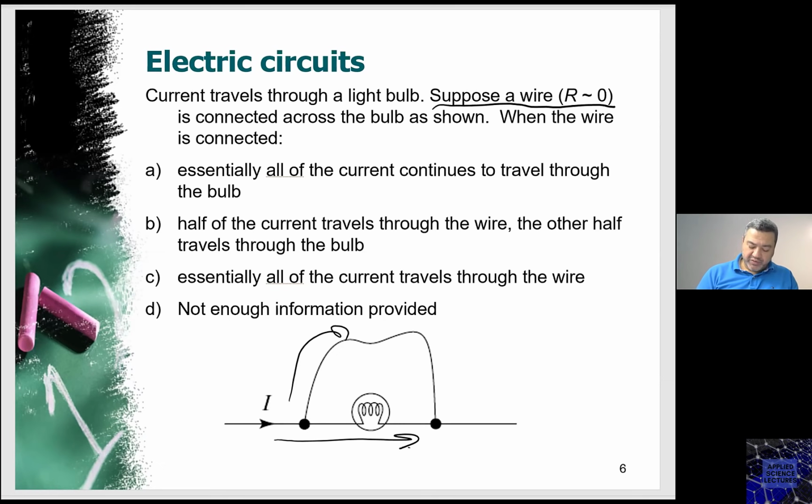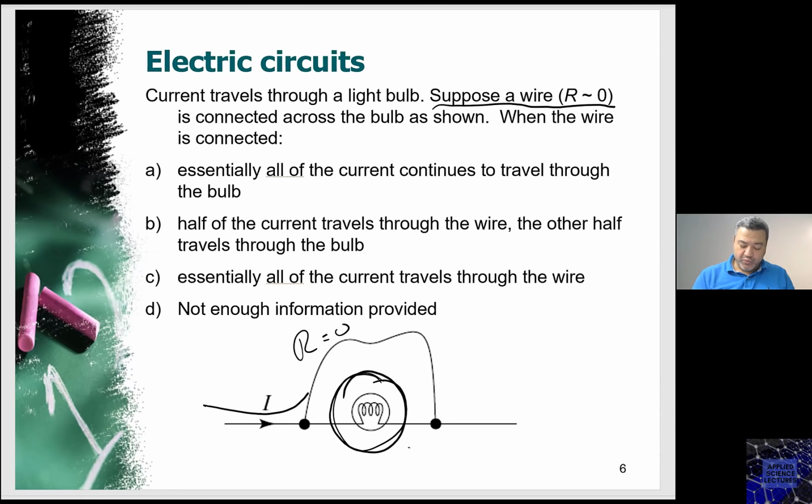Definitely all the current is going to flow through the wire. Why? Because this wire has zero resistance, and in this case, it has shortened out the light bulb. So that's what happens when you have a short circuit, for example. Basically, you have shortened out this component, and now all the current will go with maximum capacity through this wire, bypassing this light bulb, and that's why the light bulb will stay off.